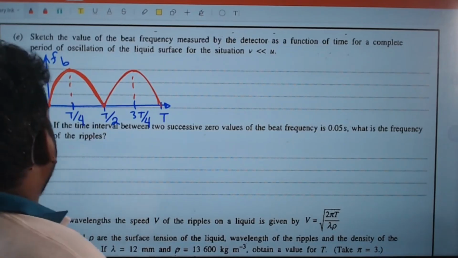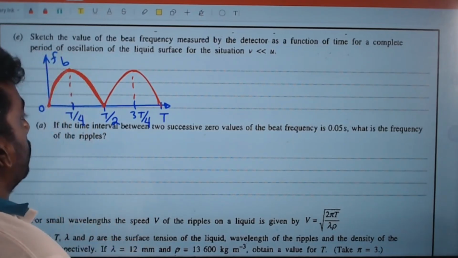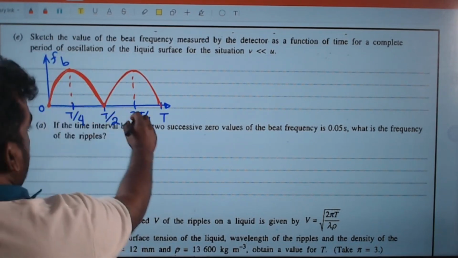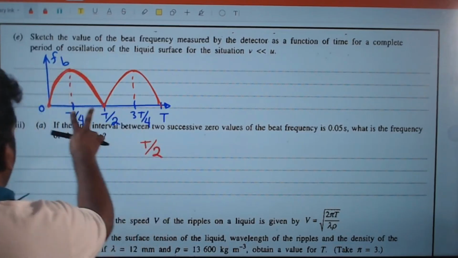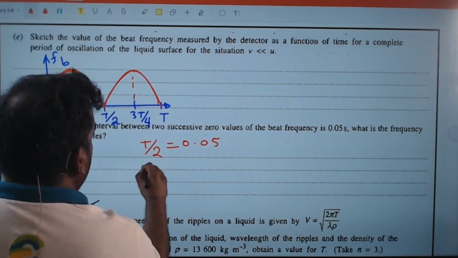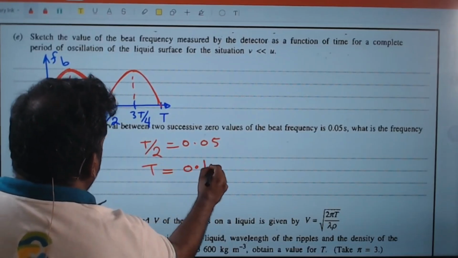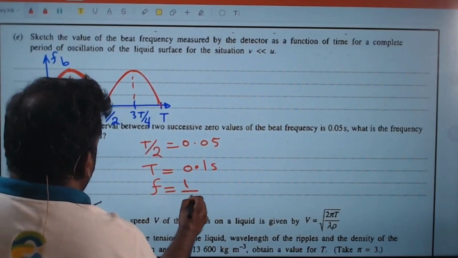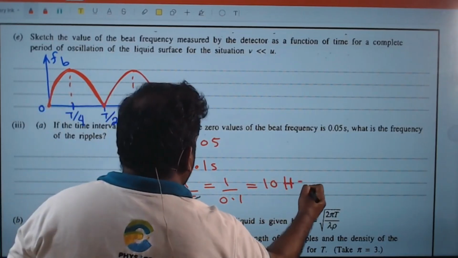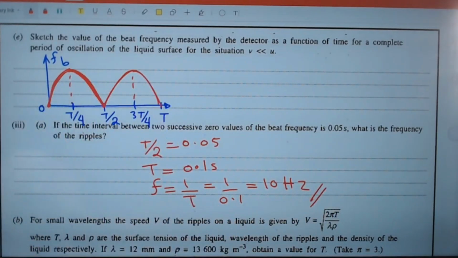Next, the time interval between two successive zero values of the beat frequency is 0.05 second, so that is half the periodic time. So T is 0.1 second, and frequency is 1 over the periodic time. What's your answer? 10 hertz.